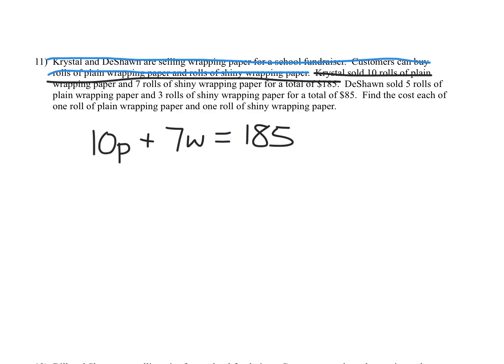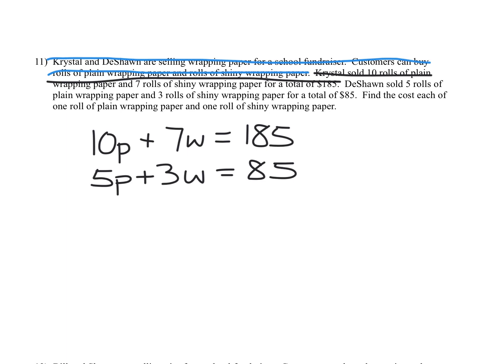Deshaun sold 5 rolls of plain wrapping paper and 3 rolls of shiny wrapping paper for a total of $85. Equals 85. So now I'm going to ask you something. Why did I set it up with them on top of each other? Right, because it makes it easier. Do you want to use substitution or elimination? Elimination. I like it.